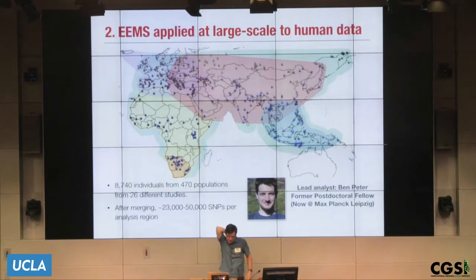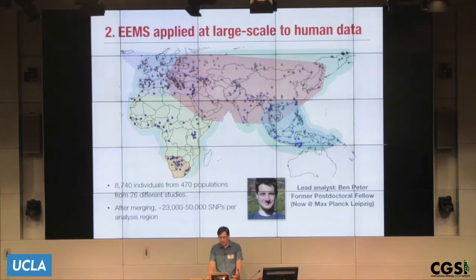So we've been applying this to large-scale human data, and I'll be brief on the details, in the spirit of CGSI, since we spent a lot of time on the methods. There's a large number of individuals here, about 9,000, a pretty heroic effort by my former postdoc, Ben Peter, in putting this together.